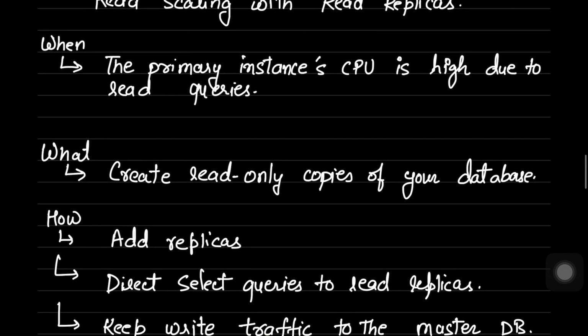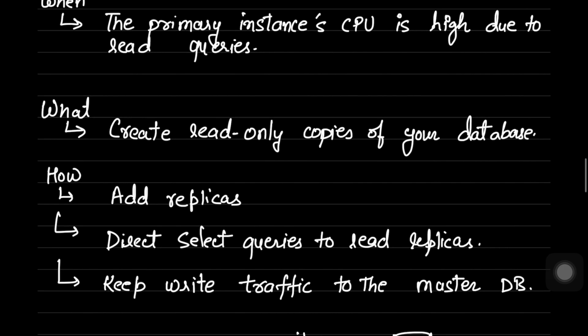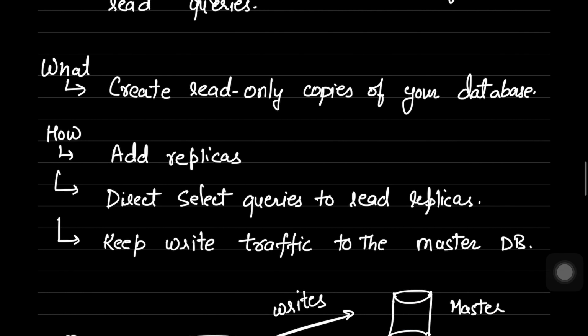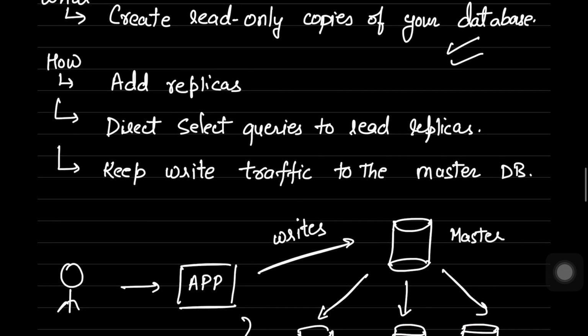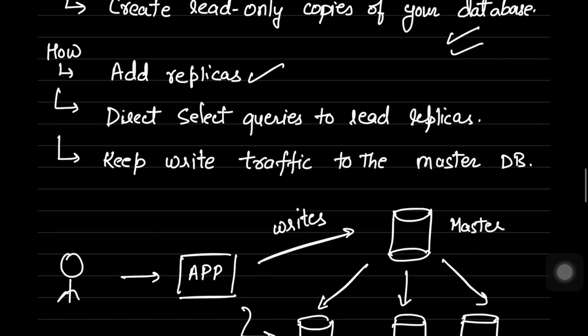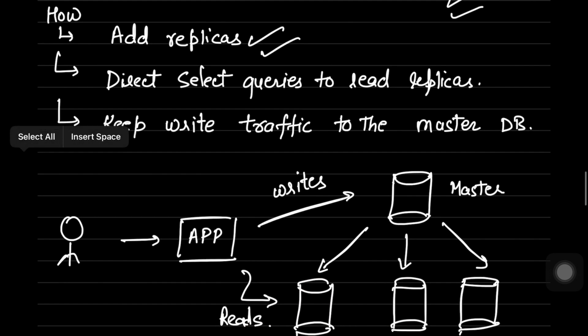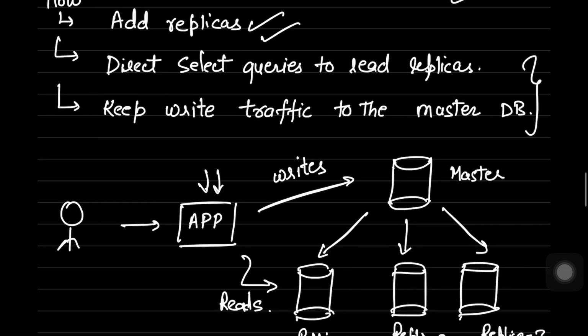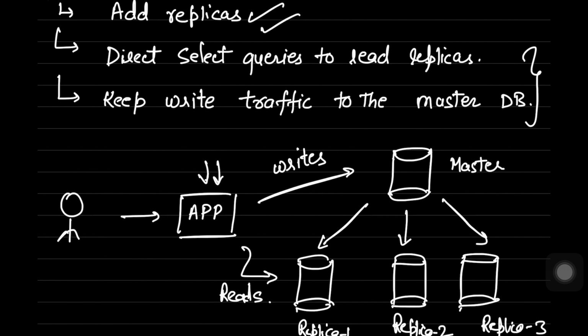So when the primary instance CPU is high due to read queries, what actually do you have to do? You have to create read-only copies of your database, right? And how do you do it? You add read replicas, right? You have to make certain application-level changes. You have to identify if this is a read query. In that case, you have to add logic in your application that if it is a read query, it has to go to the read replica, right?